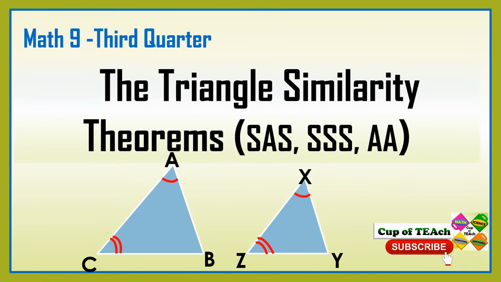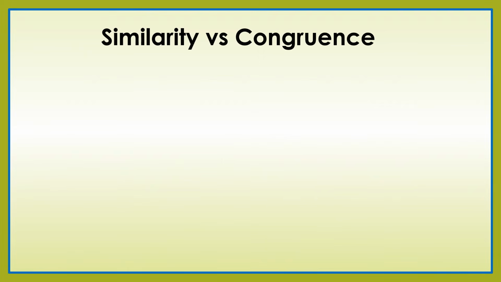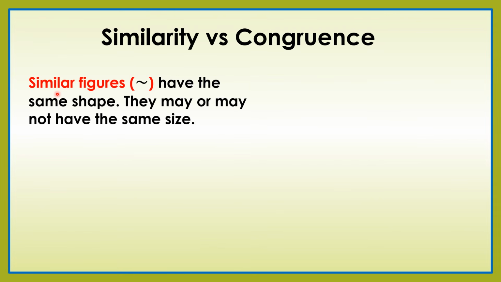This time we're going to discuss the triangle similarity theorems. Let us differentiate between similarity and congruence. When we say similar figures, this is the symbol for similar, they have the same shape. They may or may not have the same size.